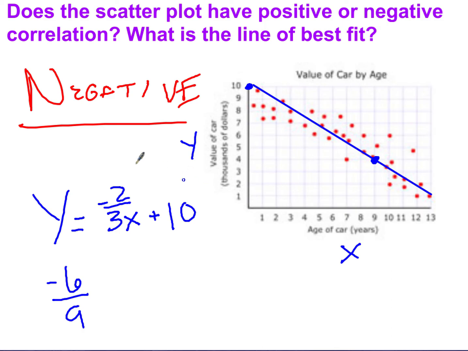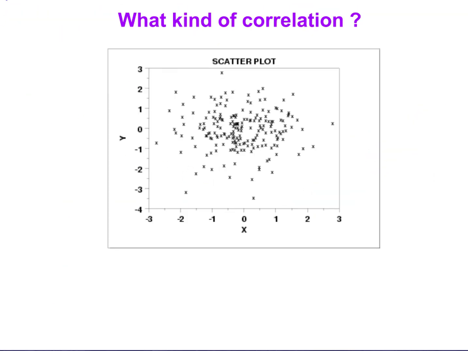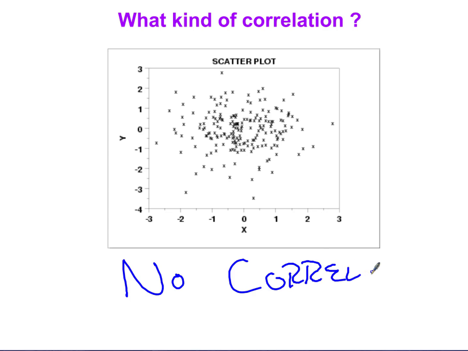Okay, so one last thing I want to look at is, let's skip this one. Let's look at what kind of correlation a scatter plot like this has. So is this positive or negative, and can I draw a line of best fit? And the answer is this has no correlation. Okay, it's not positive and it's not trending negative. It's kind of just everywhere. It's a big blob. So there is no correlation. And that also means I cannot draw a line of best fit. So this answer right here would satisfy everything I need for this particular scatter plot.